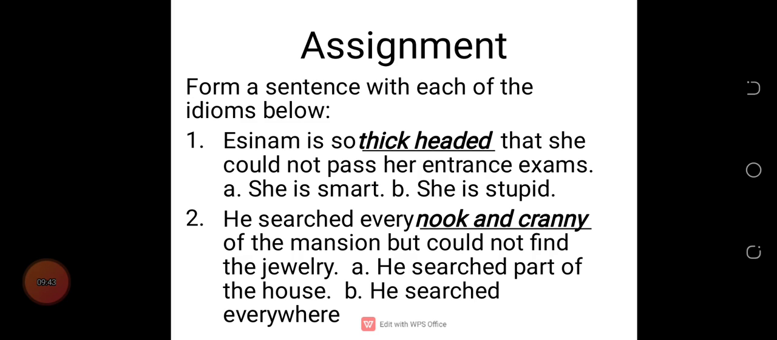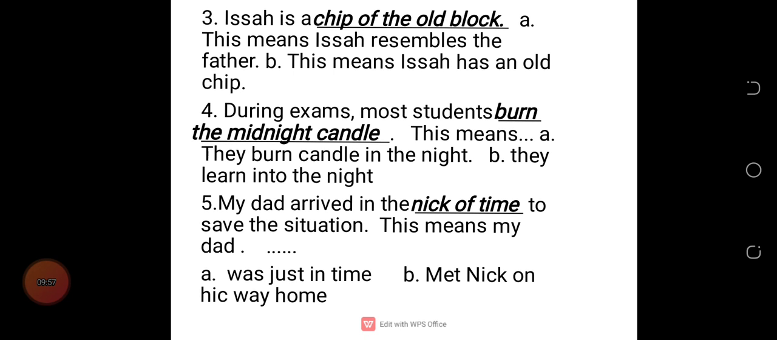2. He searched every nook and cranny of the mansion but could not find the jewelry. So the underlined expression is nook and cranny. A, he searched part of the house. B, he searched everywhere. Then 3, Isa is a chip off the old block. A, this means Isa resembles the father. B, this means Isa has an old chip.